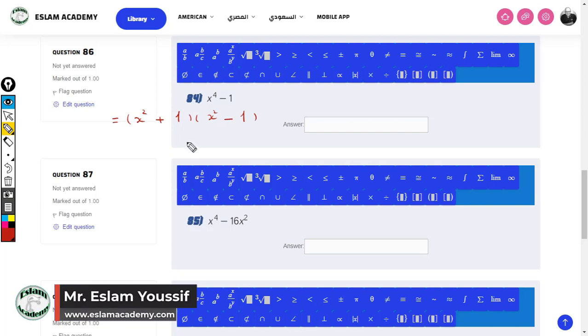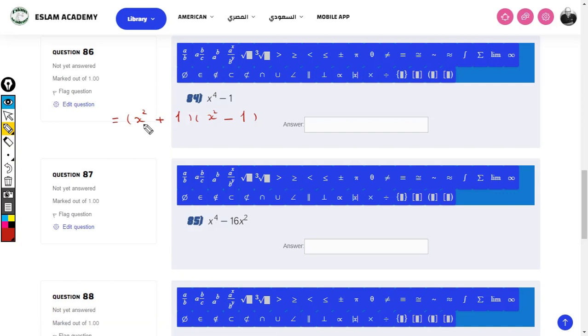Now to complete factorization, you will find that we have x squared inside the bracket. If you look at the first bracket, you will find that the sign between them is plus. It means it doesn't work as difference of two squares, because for difference of two squares, the sign between the two terms must be minus. But for the second bracket, we have difference of two squares.